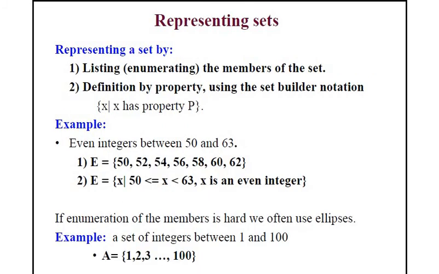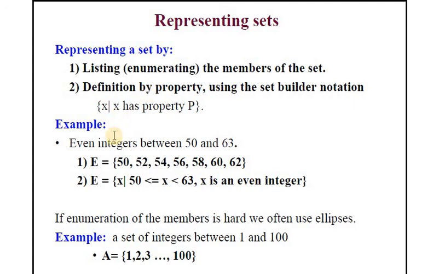Now, how are sets represented? There are basically two methods to express a set. First, listing the members of a set, or we can say tabular form, or roster form. Author-wise the terms are different, but all are the same. Listing the members, tabular form or roster form: this is the first way of representing a set. Second is definition by property, or we can say set builder notation or set builder form. Basically, using these two ways, we can represent a set.